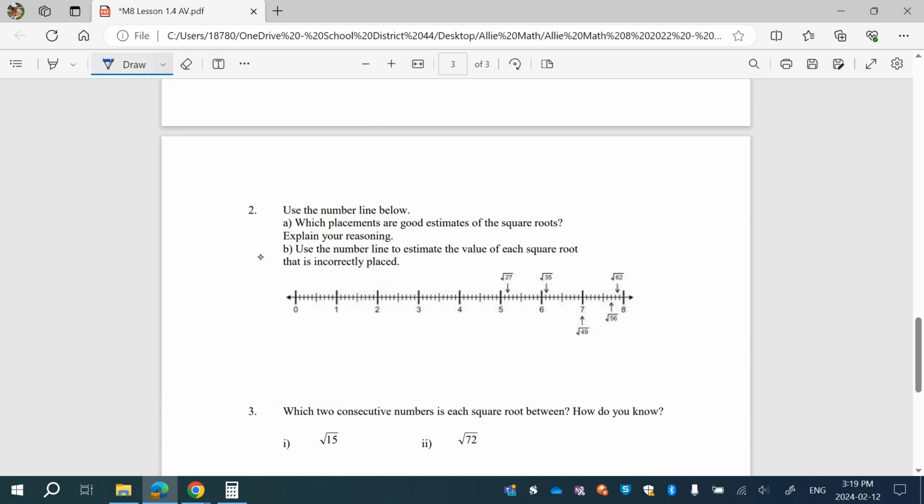Here we go. Good estimate, 27. The square root of 25 is 5, so I think that's a pretty reasonable estimate, actually. It's just a little bit above that. I think that's a pretty good one.